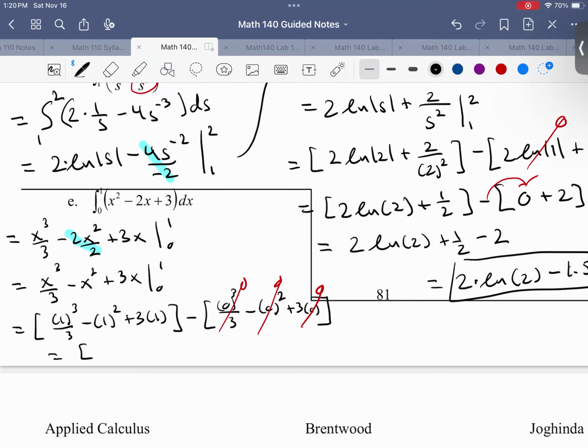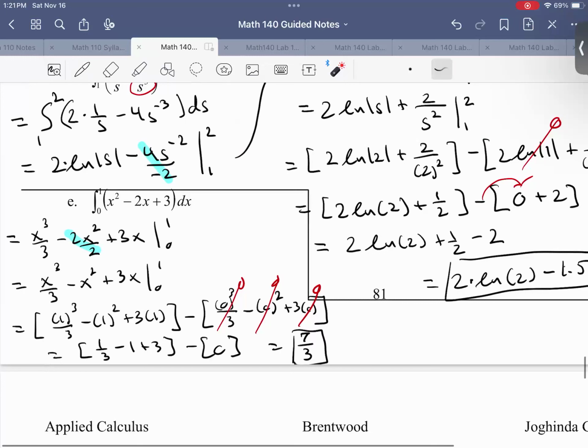I'm going to calculate it. Well, this will be 1/3 minus 1 plus 3 minus 0. So then 1/3 minus 1 plus 3 is going to be 7/3. And that would be the answer.